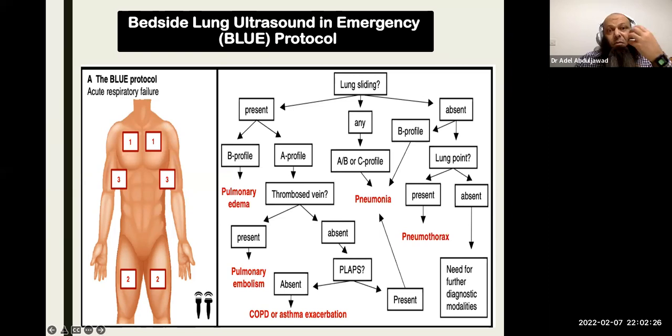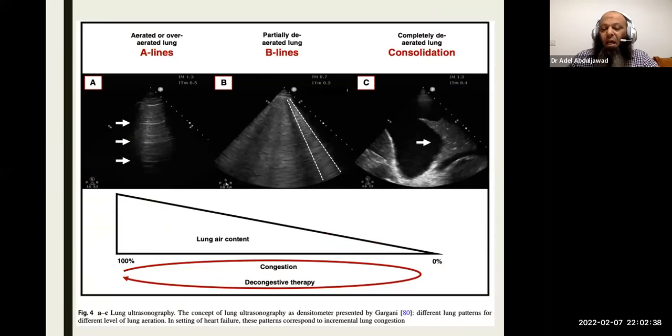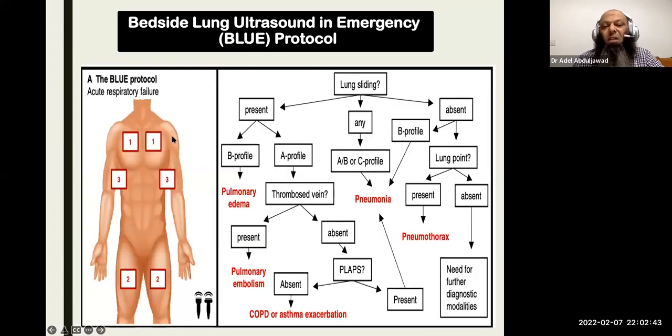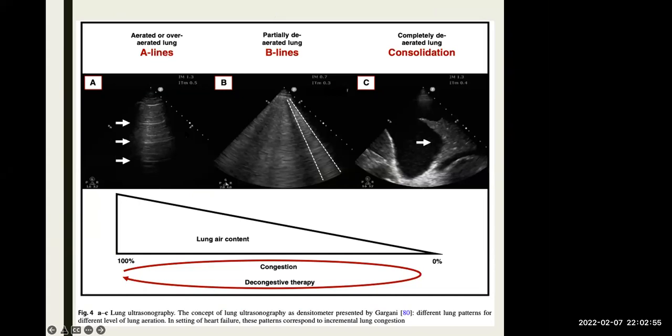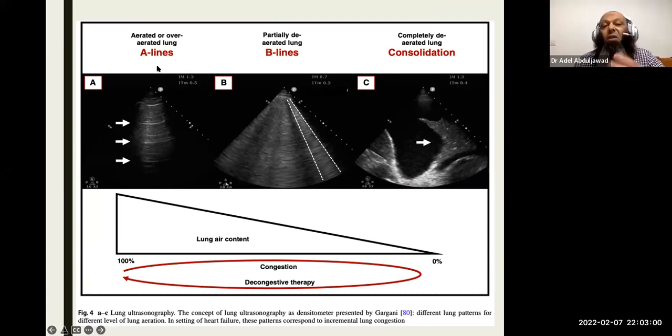So if you are familiar with this protocol, you can keep it in mind in a patient, especially with hypoxemic respiratory failure associated with circulatory failure. And here, as I told you, this is what it means: A line, A profile, or B profile. So A profile means that the lung is aerated or over-aerated. This is the A line, a transverse line. This is a sign of aerated lung.